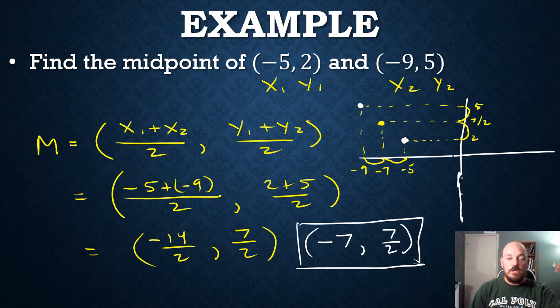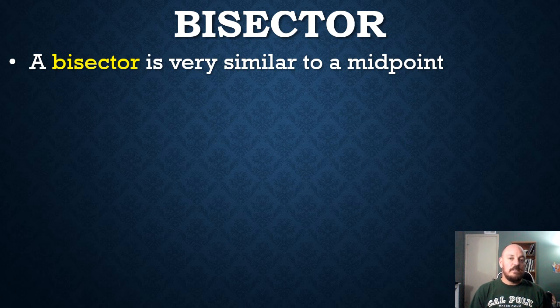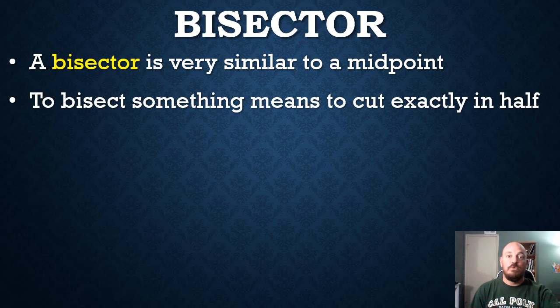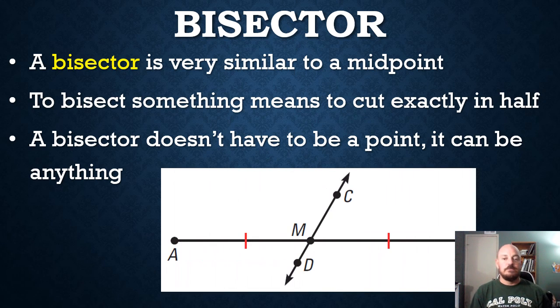Okay, the second part of the title today was bisector. Now I said it's very similar. To bisect something means to cut exactly in half. And that's why I said a bisector is actually very similar to a midpoint. So basically, a bisector is like a midpoint, but it doesn't have to be a point. It can be anything. A midpoint is a point. I mean, it says it right in the name. But a bisector could be something else, like this right here.